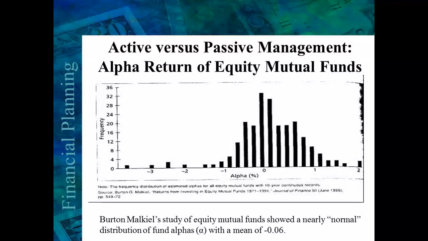The bar chart on this page depicts the distribution of alphas for all equity funds in existence during the 1971 to 1991 time period. The results of this study show a nearly normal distribution function with a mean alpha of minus 0.06. This study confirms that fund managers on average do not add additional value over the expected return of the market.